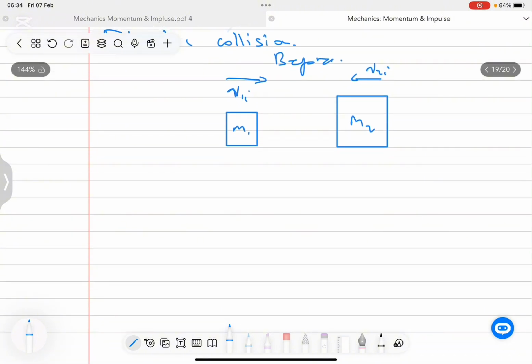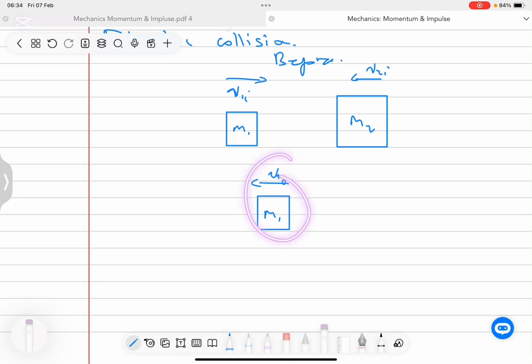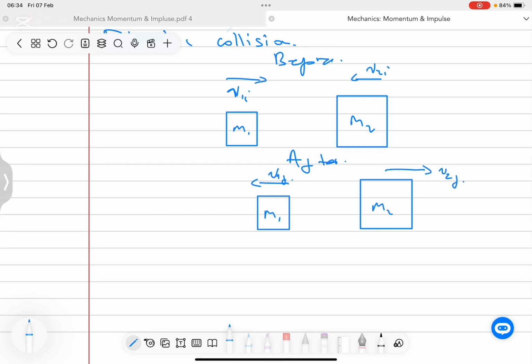Then eventually they'll collide with each other. Let's say after the collision, I then have this first object M1 moving in that direction with a velocity V1 final, because this is after collision, so the velocity would change. And let's say this other big object happens to then move also in the opposite direction with velocity V2 final.